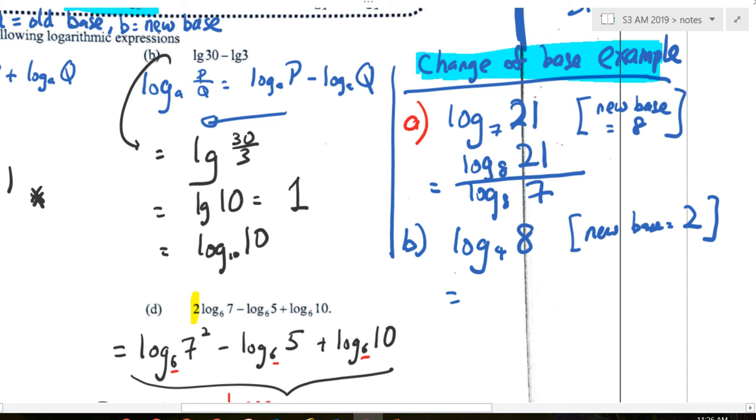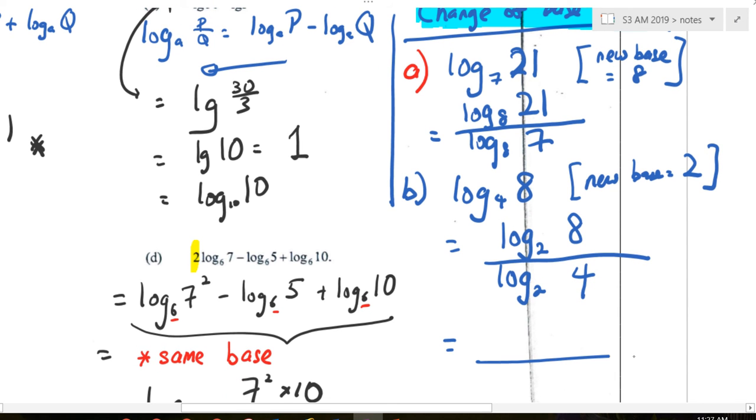Xinghui, can you tell me? I have a divide sign. Log, what is my base? Good, 2. And then my base is 2. And then what is the number on top? 8. What's the number below? 4. I can equate some more because 8 is 2 base to the power of 3, and 4 is 2 to the power of 2.